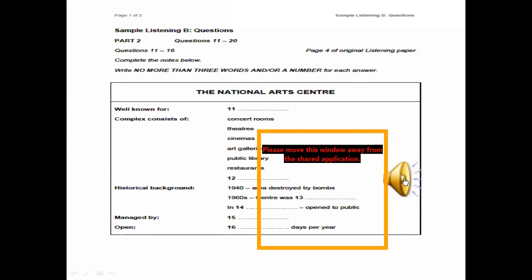Now listen carefully and answer questions 11 to 16.